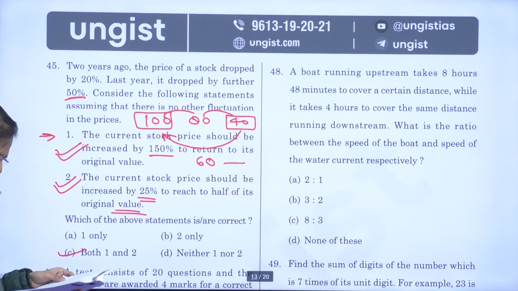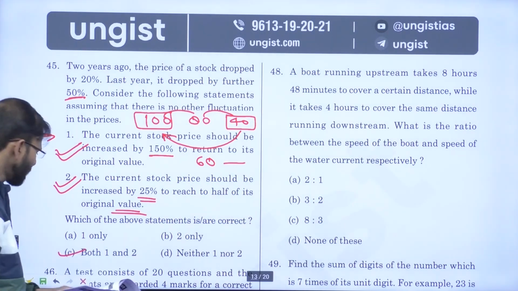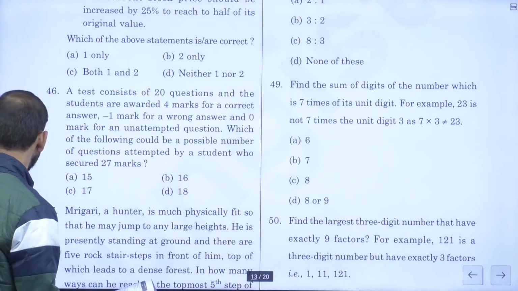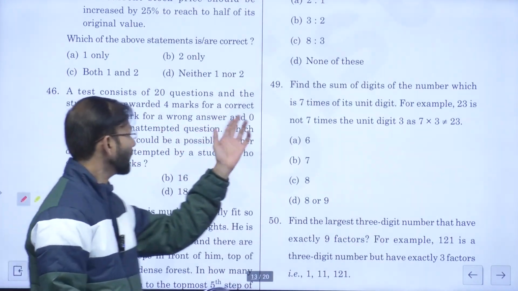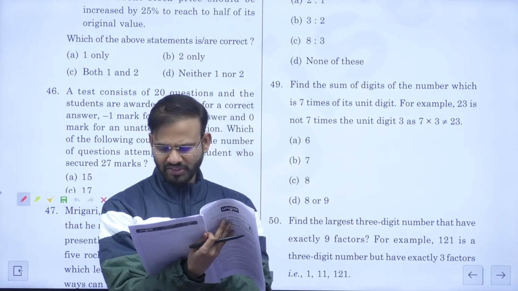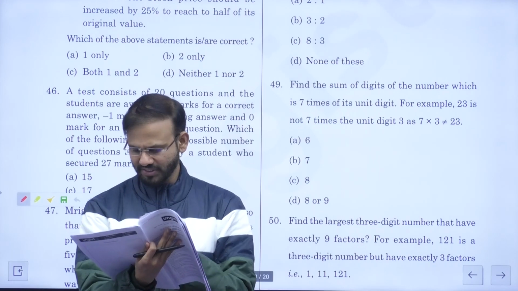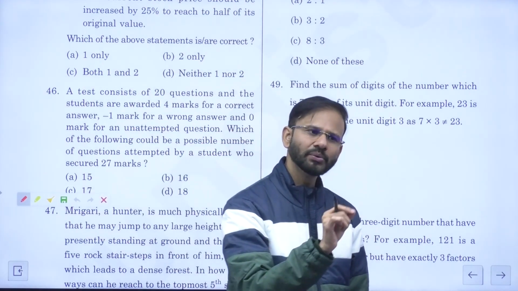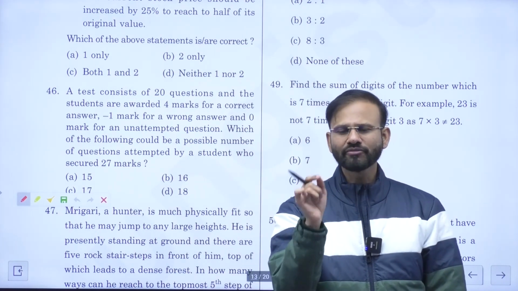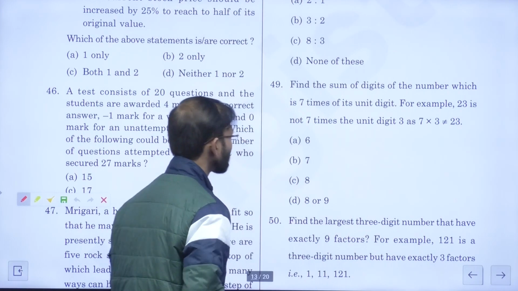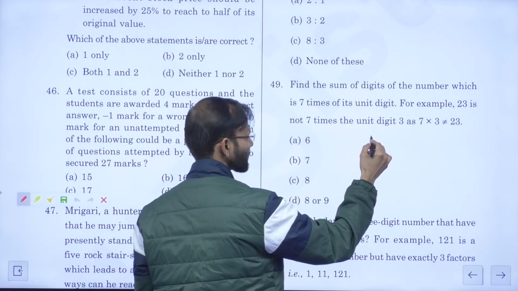Then come to 49. Everyone, question number 49, just think about it. Question number 49 is saying, find the sum of the digits of a number which is 7 times its unit digit. There is a number, its value is 7 times its unit digit. What is the number?